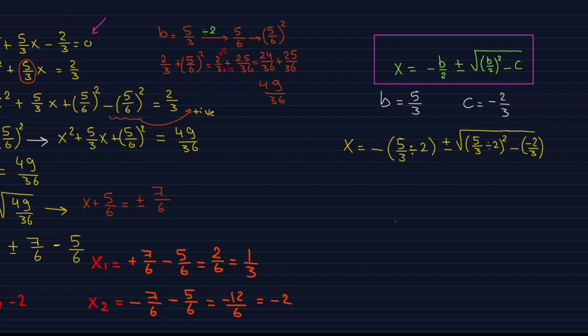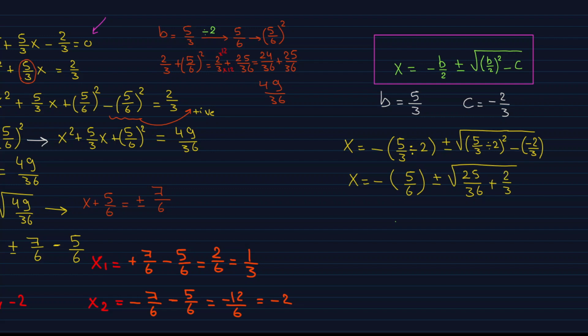Now let's simplify this whole thing. X will be equal to negative 5 over 3 divided by 2, so 5 over 3 times 1 over 2, so we're going to have over here 5 over 6, plus or minus the square root. Again, 5 over 3 divided by 2 is 5 over 6, and squared we will have 25 over 36, minus negative 2 over 3, so it will be plus 2 over 3.